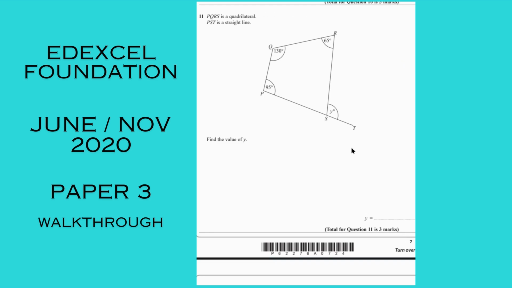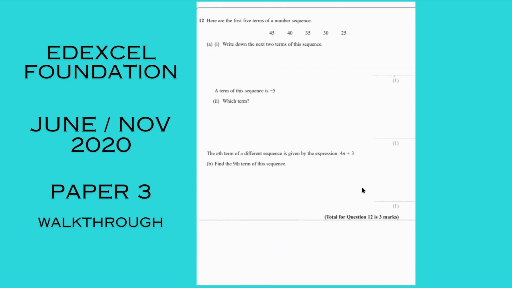Number 11, calcs at the ready because we don't overcomplicate or spend too much time on these. In a quadrilateral, the angles add up to 360. 360 take away all three of these should leave you with 70 degrees for the fourth angle. We've now got angles on a straight line, so 180 minus the 70 gives you the correct answer of 110.